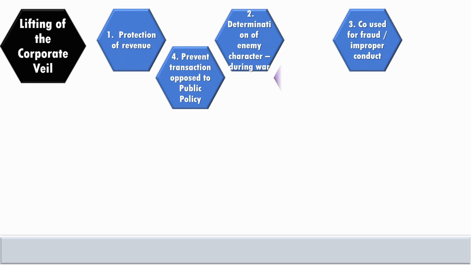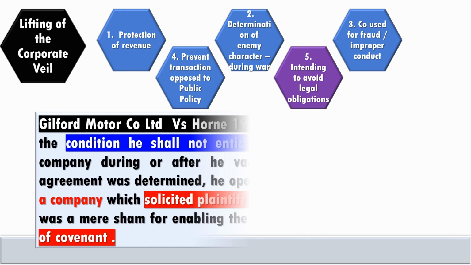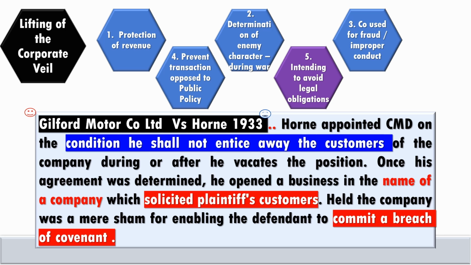Any transaction that highlights an attempt to avoid legal obligations, courts prefer to find out who is behind the corporate wheel. It happened in the case of Gilford Motor Company Limited, where Horne, a person appointed with an undertaking that he will not entice away the customers and staff of his employer when he leaves service, formed a separate company, and through that company he violated this condition. Courts ignored the company which he had floated and identified Horne to be the responsible person by lifting the corporate wheel.